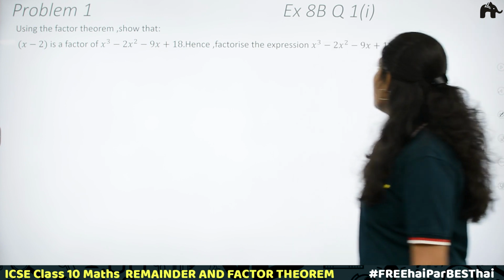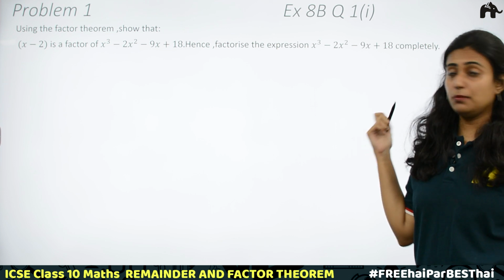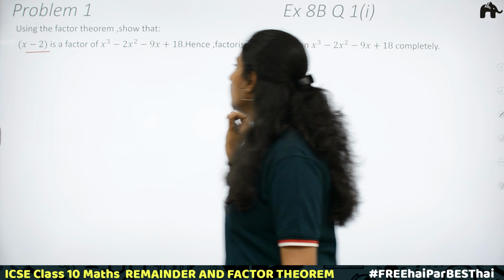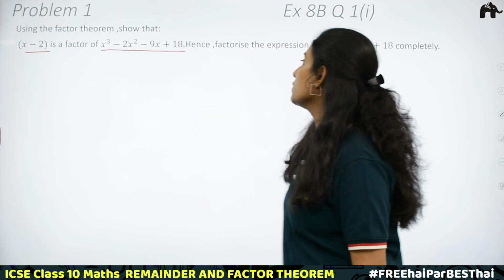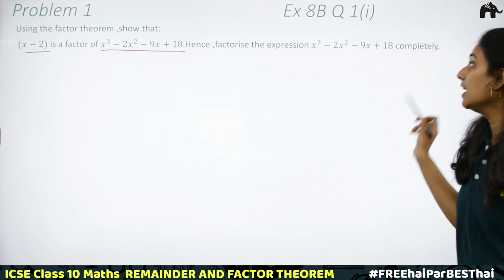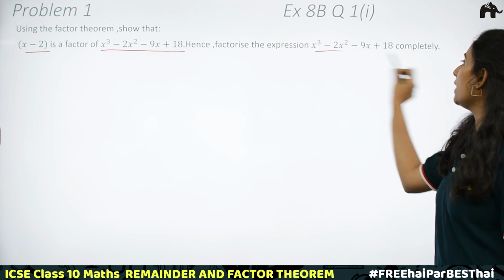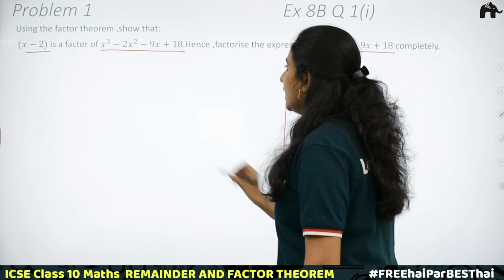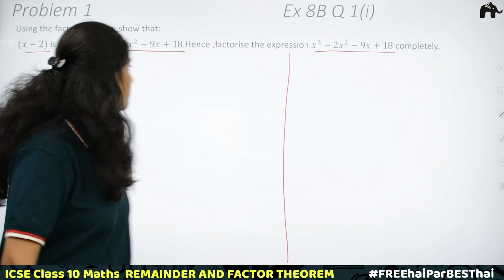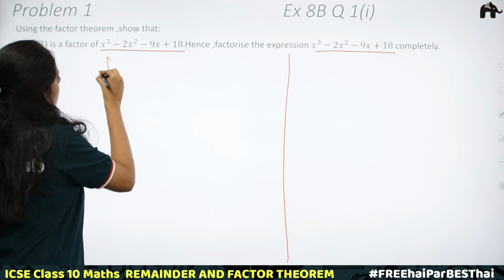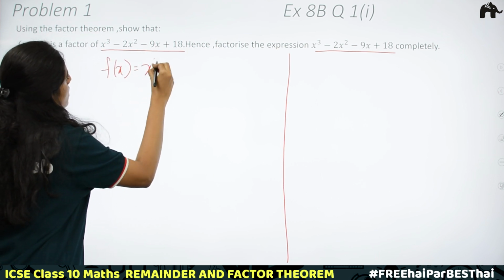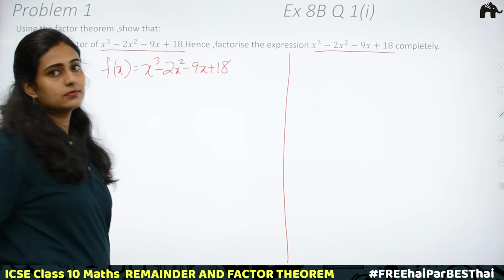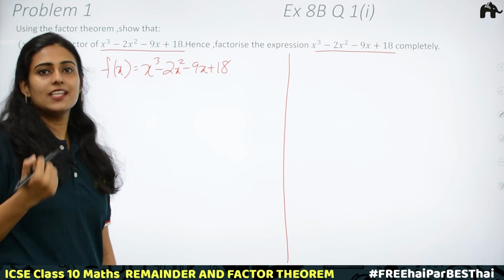First problem, question number 1 of exercise 8b. Using the factor theorem, show that x minus 2 is a factor of x cube minus 2x square minus 9x plus 18. Hence, factorize the expression x cube minus 2x square minus 9x plus 18 completely. When do we say that x minus 2 is a factor of the expression f of x is equal to x cube minus 2x square minus 9x plus 18? Only when f of 2 is equal to 0.